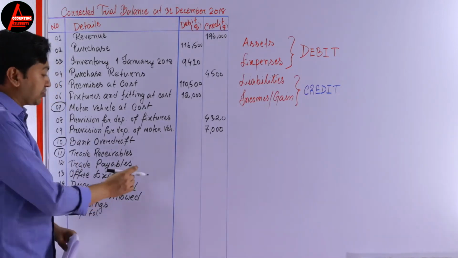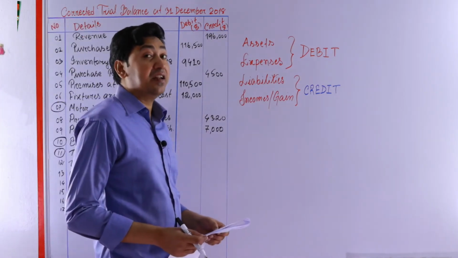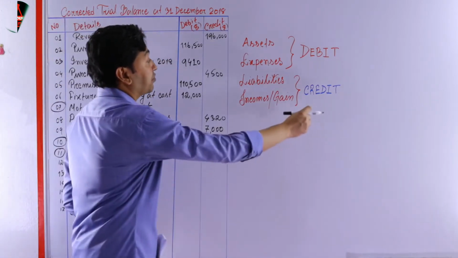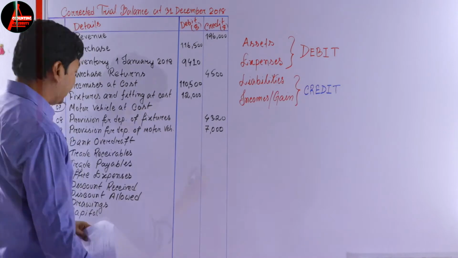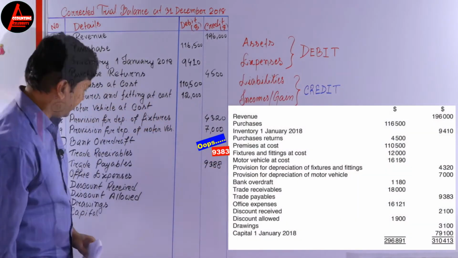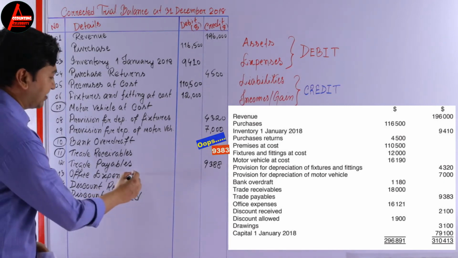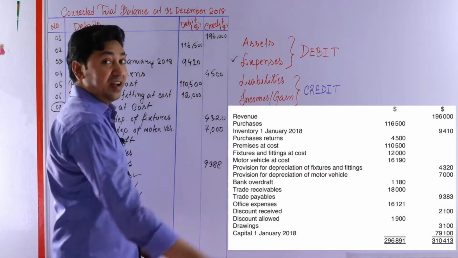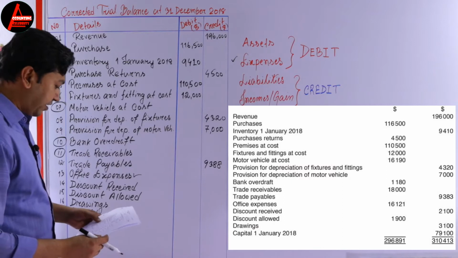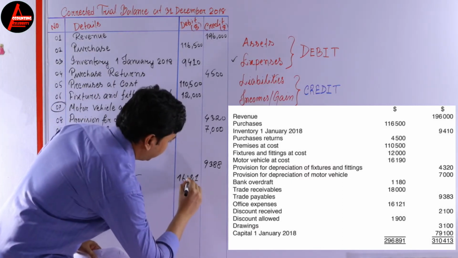Okay. Then next one is here trade payables. What is trade payables? It is a current liability, yeah. So current liability comes in the credit side. Okay, it has a credit balance. So let us write here 9,388. Okay, finished writing. Next one is here office expenses. You already know expenses is here debit, yeah. It has debit balance. So let us write in the debit side. The value is here 16,121. Okay, we wrote. Very good.